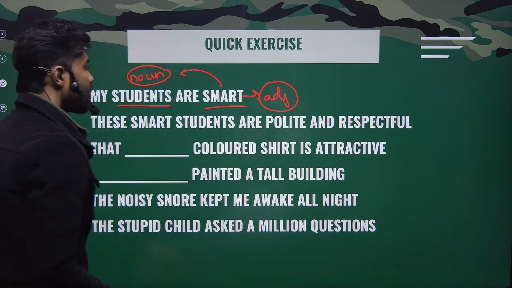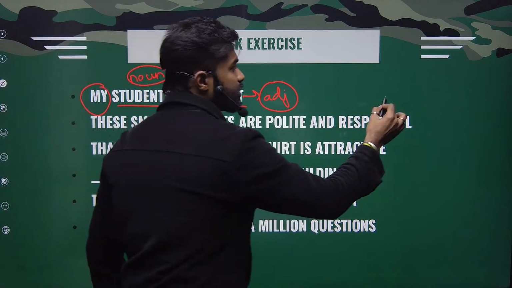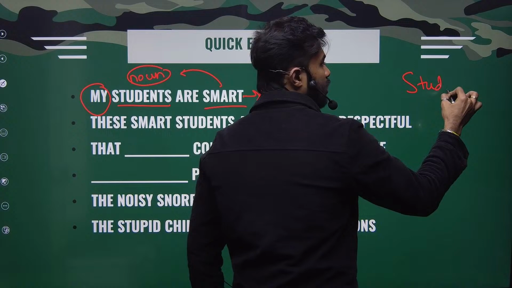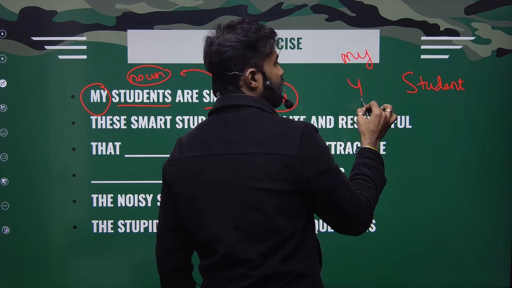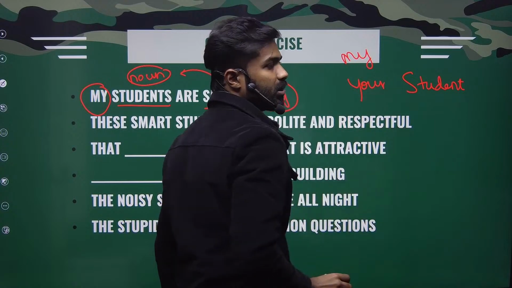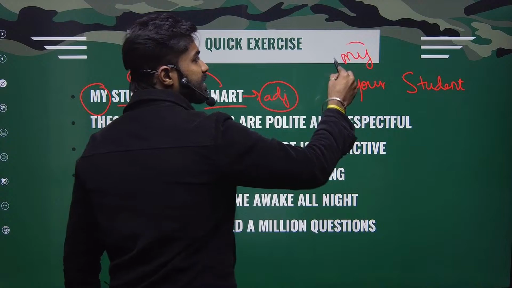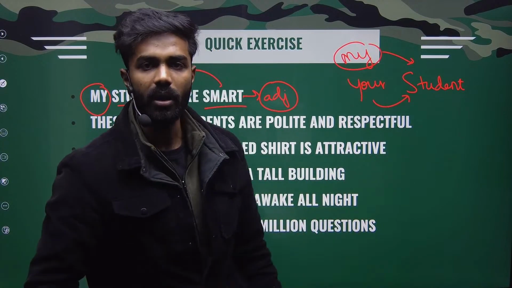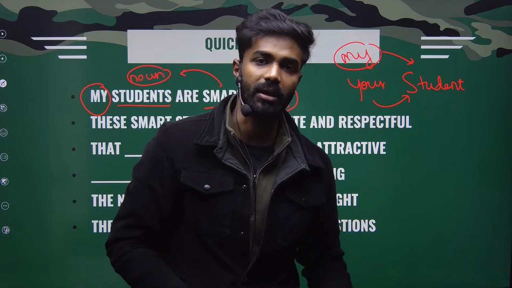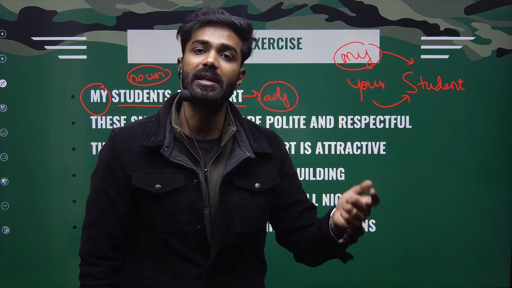adjective. Also here, look at this one. My student. Since I told student, see, my student, your student, these students, even these are giving a specific detail, right? Your student is different, my student gives a different meaning. So even these two, even though they are pronouns, I can call them adjectives.